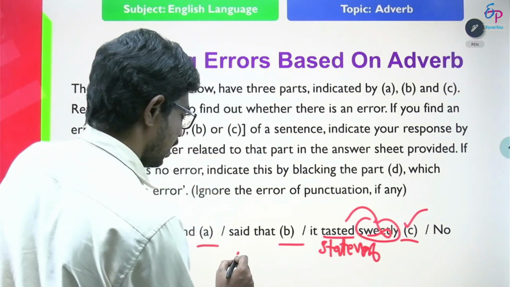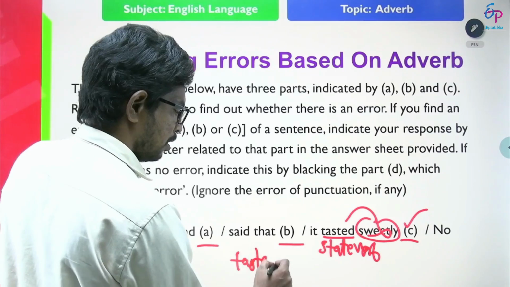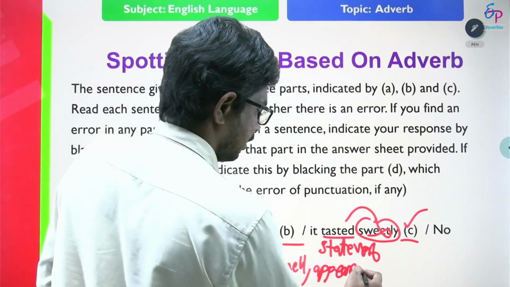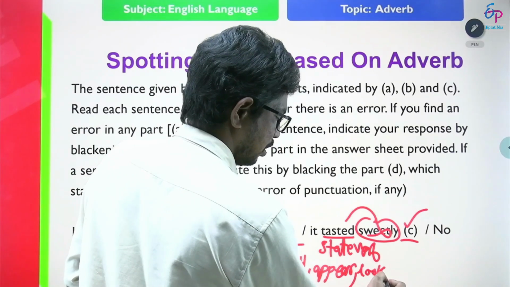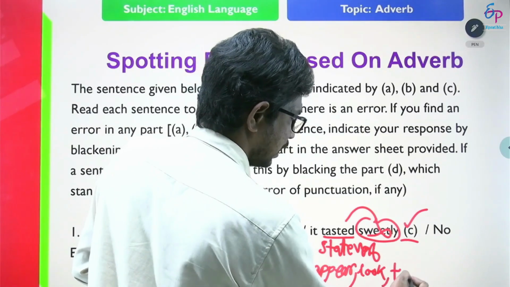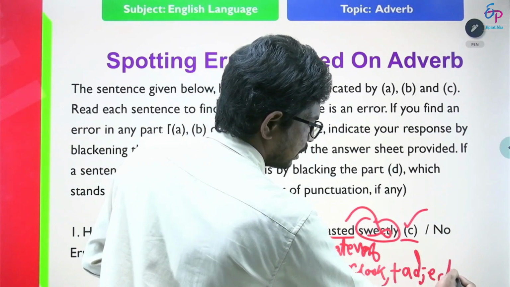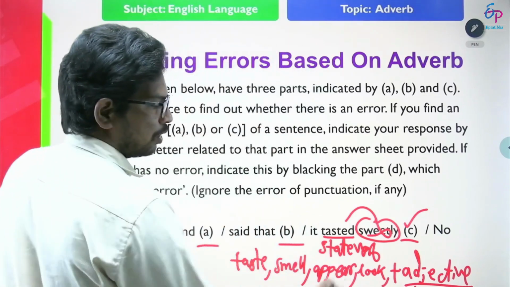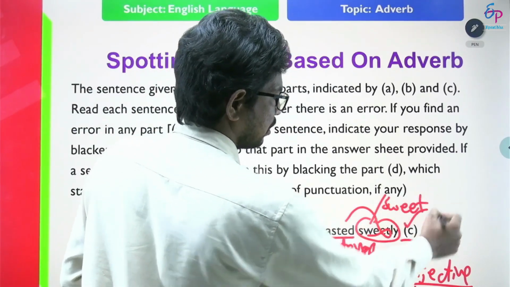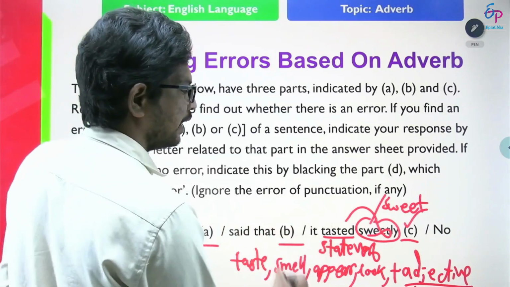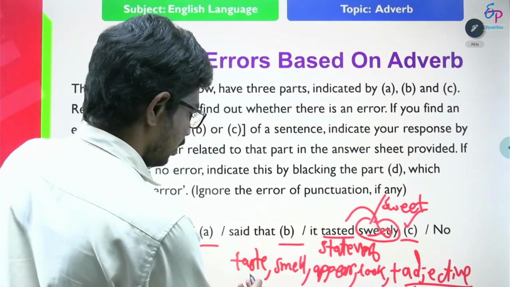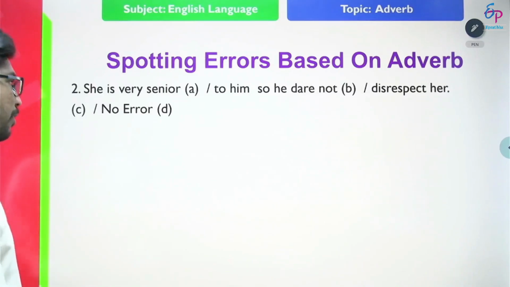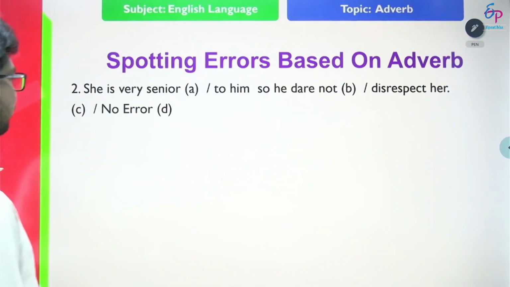What are state verbs? They are taste, smell, appear, look. We use only adjectives, not adverbs. So it is wrong to use sweetly. We use only sweet. So: he drank coffee and said that it tasted sweet, not sweetly. Always remember, after these state verbs we use adjectives, not adverbs. Error is at C.